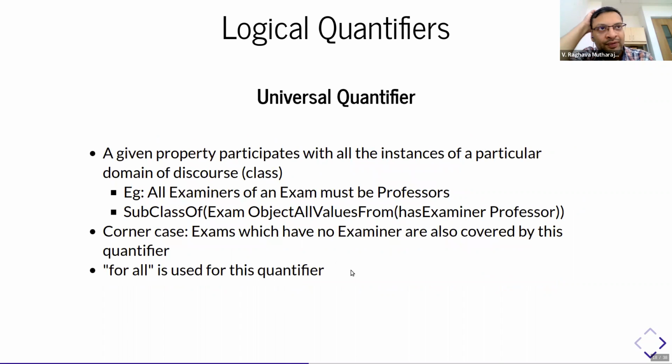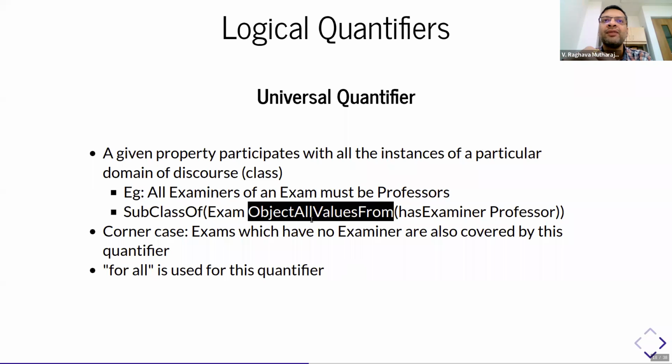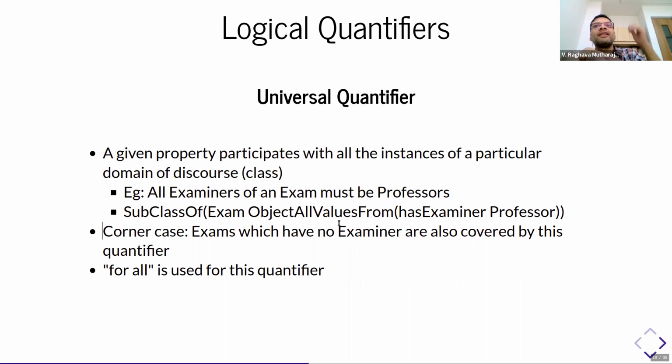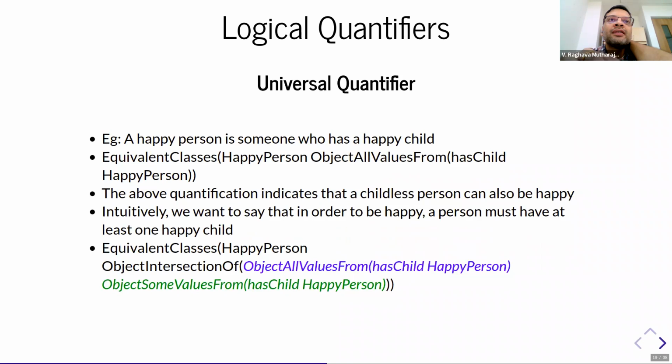And for universal, it's for all. So all examiners of an exam. We use this particular keyword, object all values from. So an exam must have examiners who should be a professor. That's what this is. These are again some more examples of the universal quantifier itself.